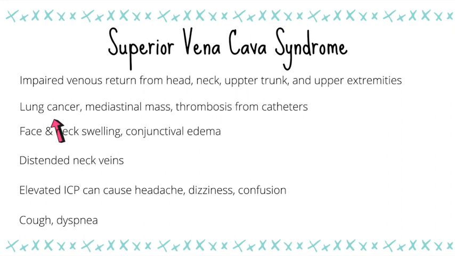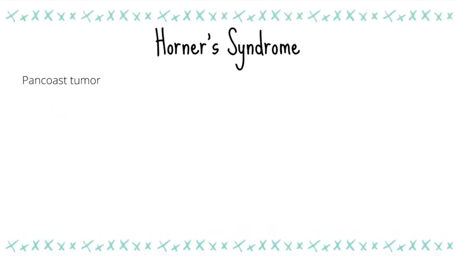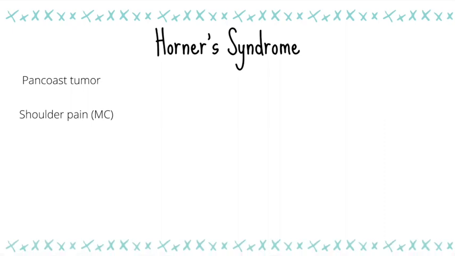The next high yield complication of lung cancer is Horner syndrome. Horner syndrome is commonly seen in patients with a Pancoast tumor. The most common presenting complaint or sign in these patients is shoulder pain. That's very, very high yield. So patients with a Pancoast tumor, they will have shoulder pain.